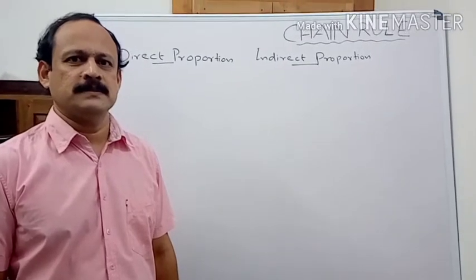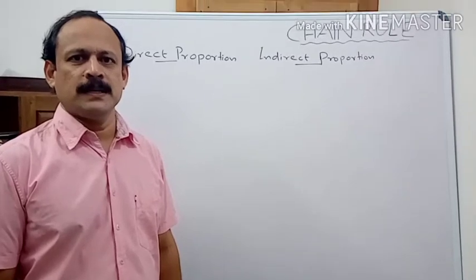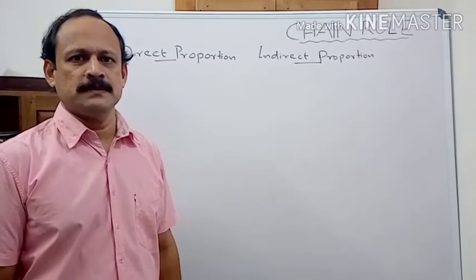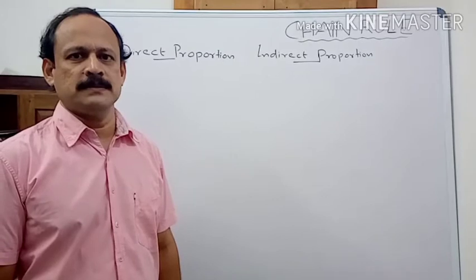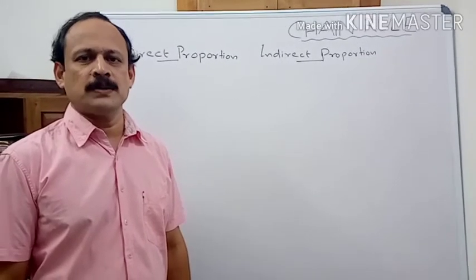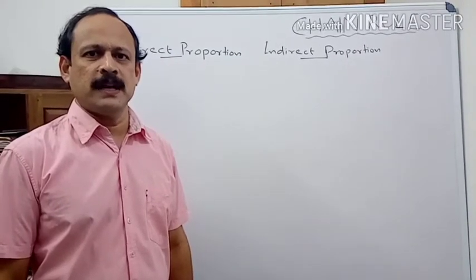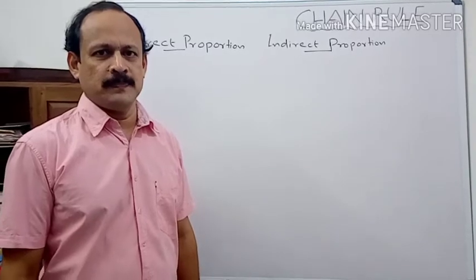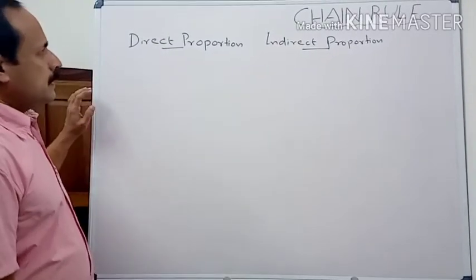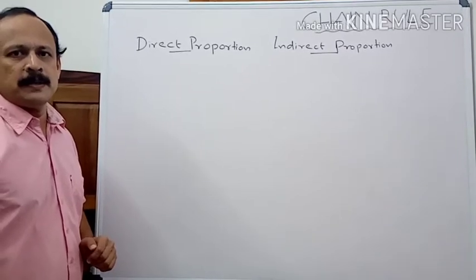Here is the topic chain rule. Here we discuss questions involving proportions. There are two types of proportions, direct proportion and indirect proportion. Let us see what is meant by direct and indirect proportion.